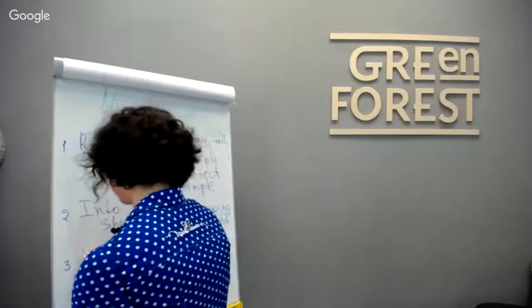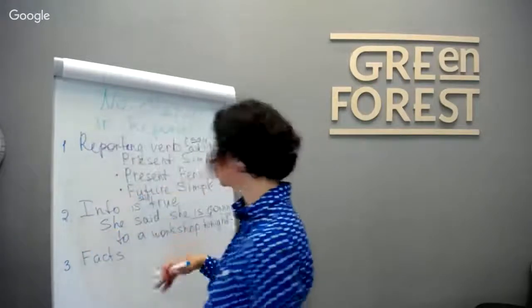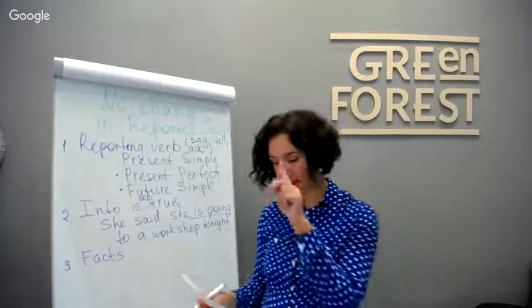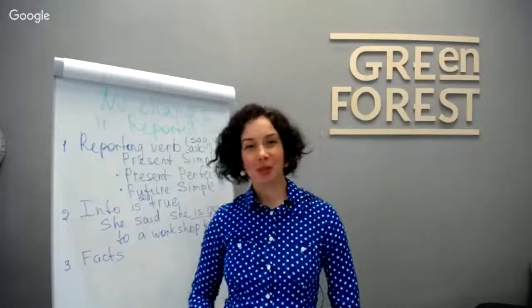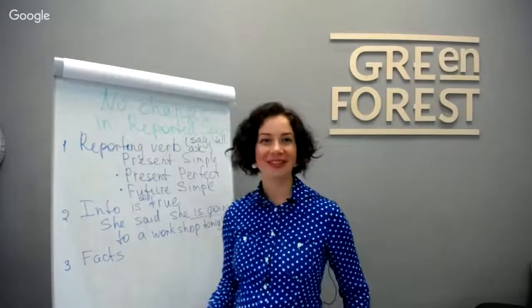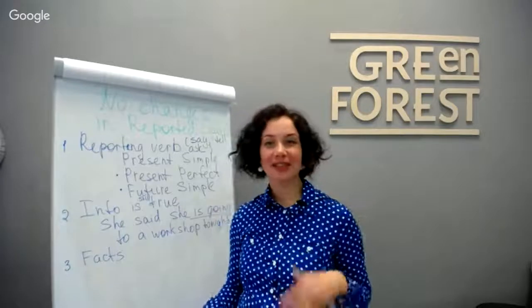Okay, and the last one, well, it's not the last one actually. Number 3, this is kind of facts. I will write you short, but I will explain what I mean by facts. I mean some facts which are well known. For example, the Earth rotates around the sun. I guess, yes, the Earth rotates around the sun. So this is a fact.